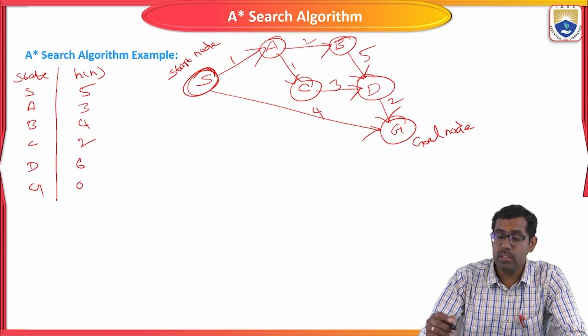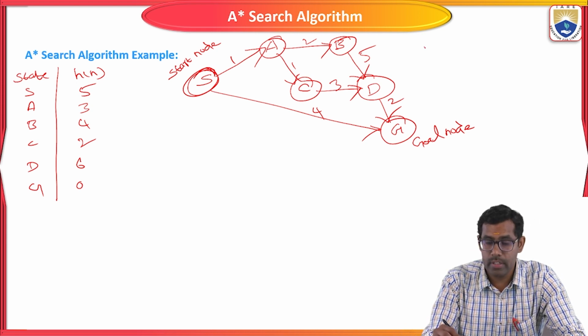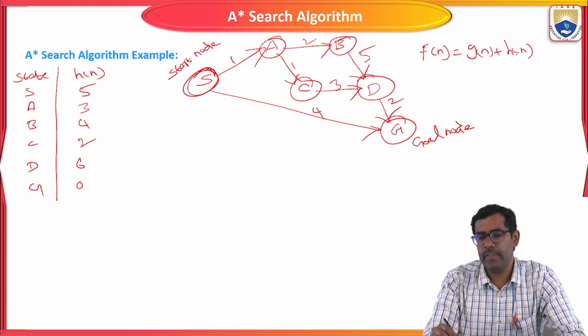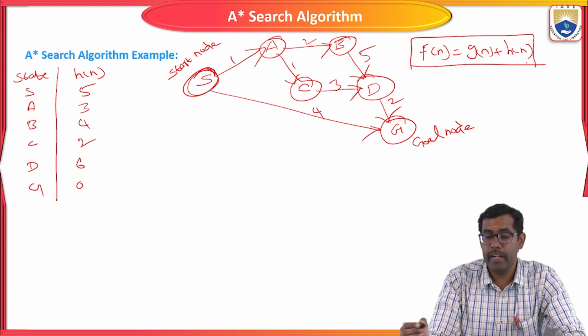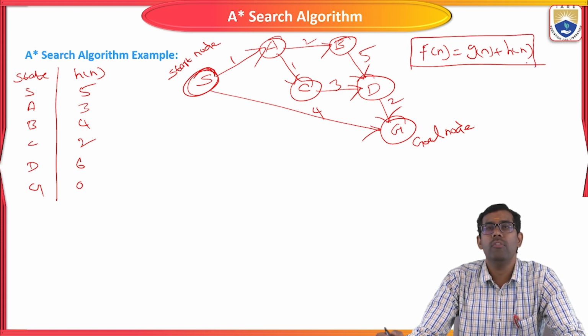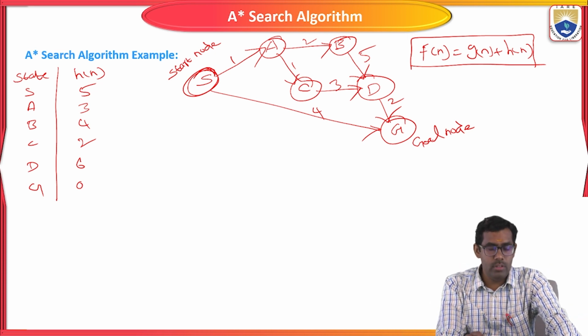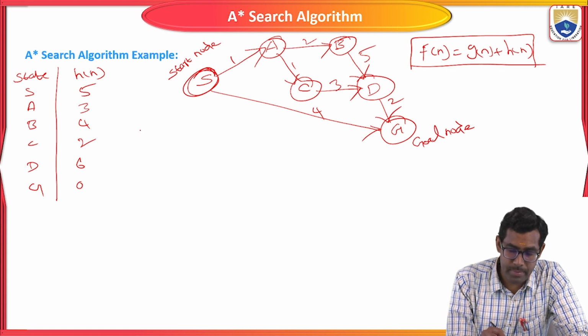So what is the formula here? f of n equals g of n plus h of n. This is the formula for finding all the values between the nodes. Right. So what is the first step?